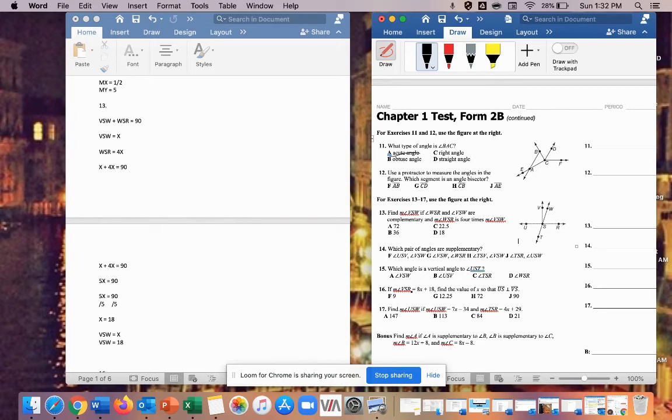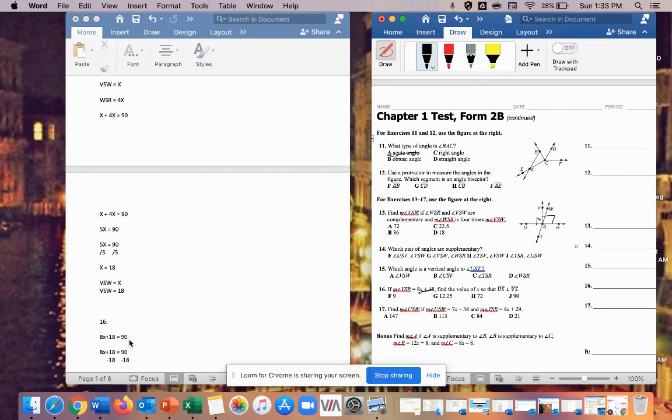All right, number 16, VSR right here. VSR equals 8X plus 18. Find the value of X so that US is perpendicular to VS. If this is perpendicular, that means they make a 90-degree angle, and if this angle is 90 degrees, this angle must also be 90 degrees. So we're trying to figure out what X equals if VSR equals 90 degrees.